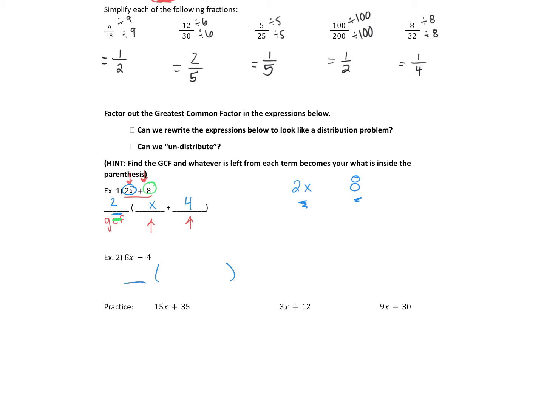Okay, so looking at 8x and -4. What is my greatest common factor? What number fits into 8x and 4?